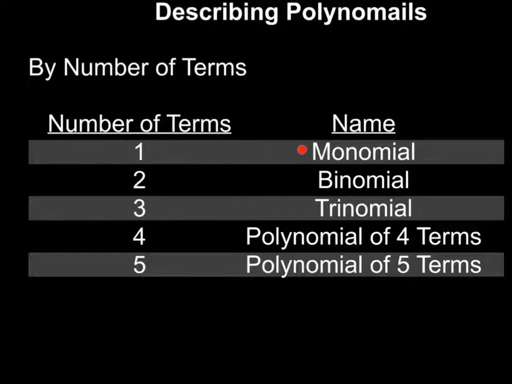Fairly straightforward, right? Mono means one. Two is binomial, 3 terms is a trinomial, and again, anything past that, we just have a generic classification. So if there are 4 terms, we'd say it's a polynomial of 4 terms. Now we're going to do some examples of these again.